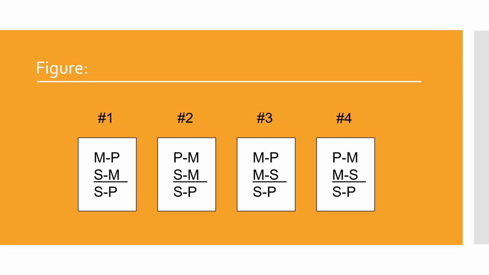Figure 1 is where in the major premise, the middle term is the subject of that statement, and in the minor premise, it's the predicate. Figure 2, the middle term is the predicate in both the major and the minor premises. Figure 3, the middle term is the subject in both the major and the minor. And then in figure 4, in the major premise, the predicate is your middle term, and in the minor premise, the subject is your middle term.